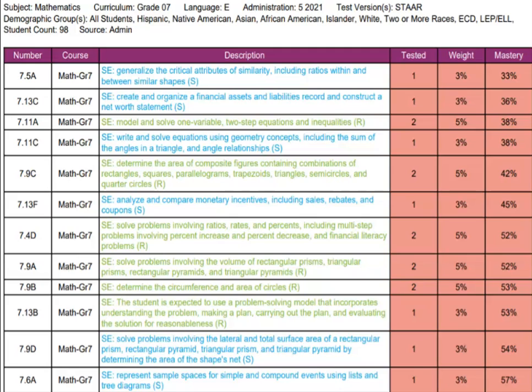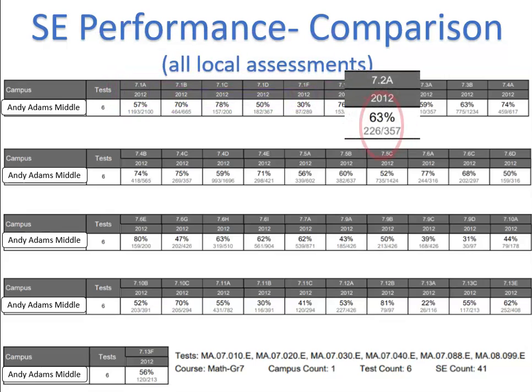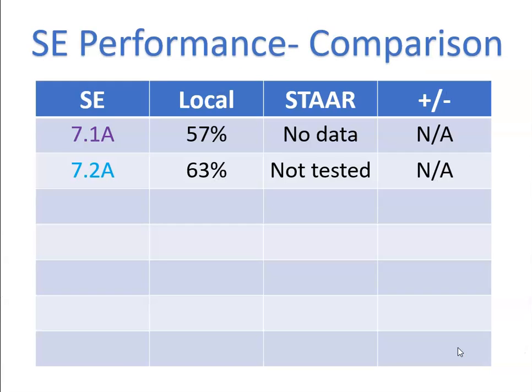Unfortunately, the SE Performance Report for STAAR only includes the readiness standards in green and the supporting standards in blue. So don't waste your time trying to compare the process standards. Moving down the row, SE 7.2a was assessed 4 times last year, and that's typical for a supporting SE. Students mastered this SE 63% of the time. Unfortunately, 7.2a was not assessed on this year's STAAR test, so a comparison cannot be made.